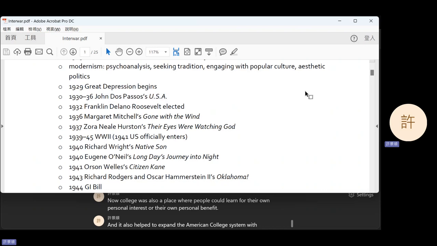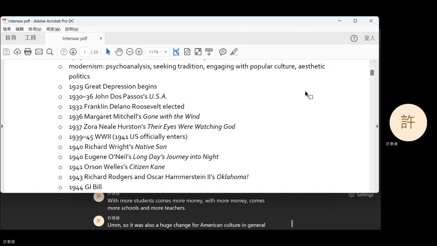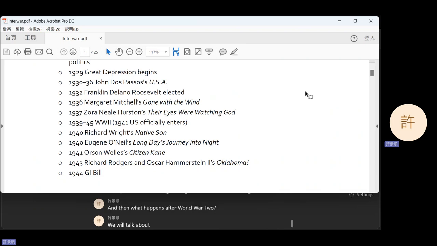With more students comes more money. With more money comes more schools and more teachers. So it was also a huge change for American culture in general. And then what happens after World War II, we will talk about in the next literary period.